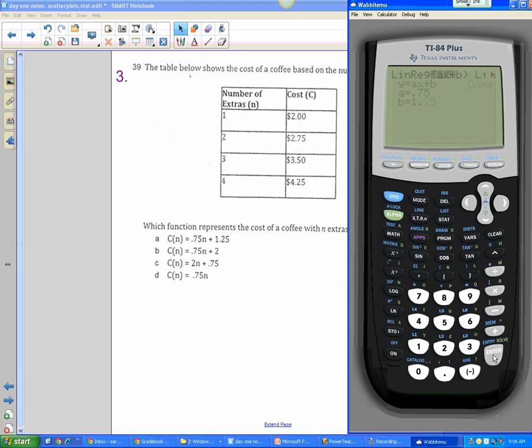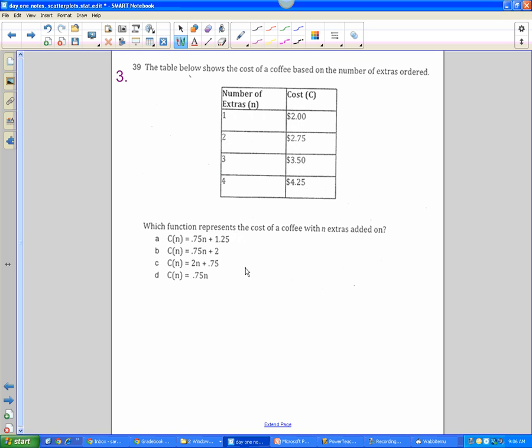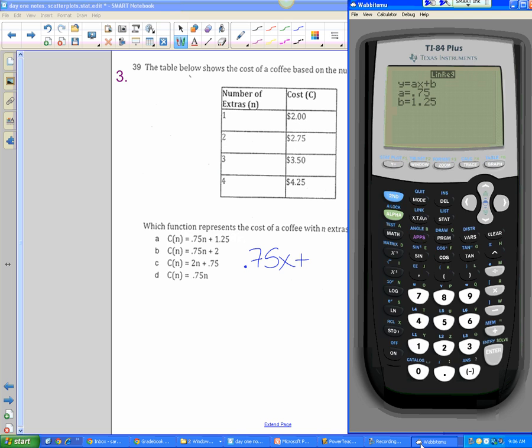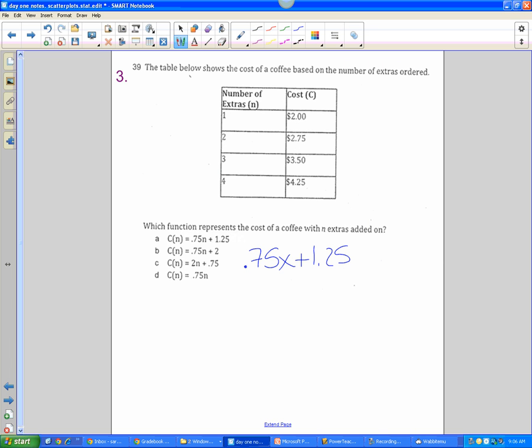Mine, I've got to do it a couple times. Okay. All right. Elijah, what does the 0.75 tell me? Which is what? Slope or the y-intercept? Slope. So 0.75 is my slope, so it gets an x plus 1.25, which is my y-intercept. Okay? So Samaria, A, B, C, or D? A.